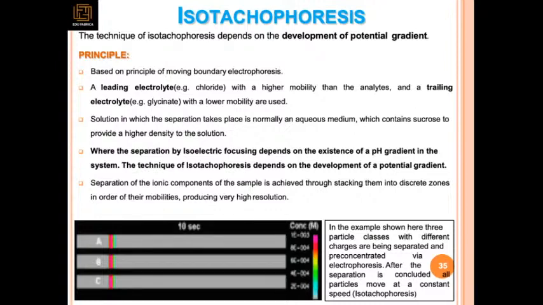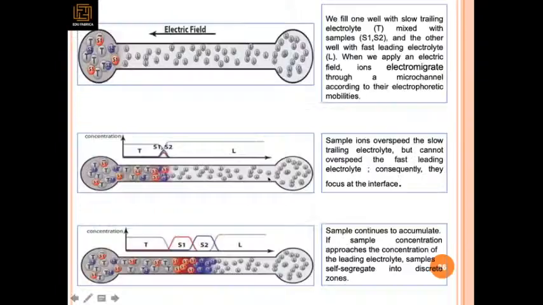So mainly if you have three strips, according to the pH it will move either to the left or to the right, and in the center it will make a pH that is neutral. So most of your samples will remain like this, and then you can separate them later.